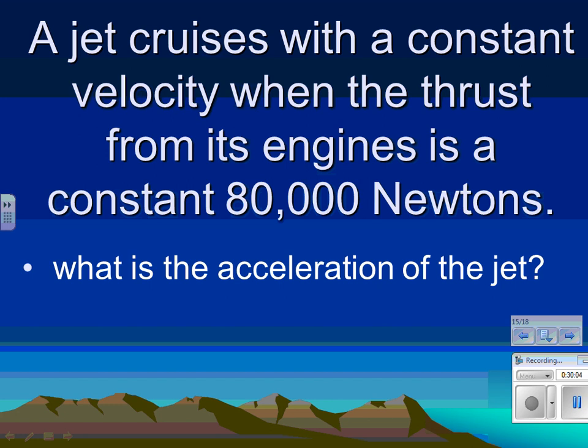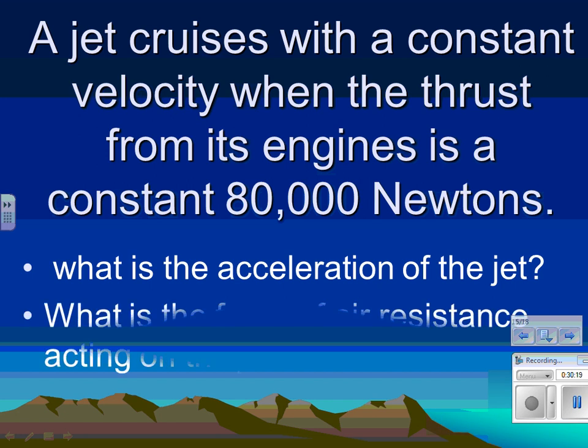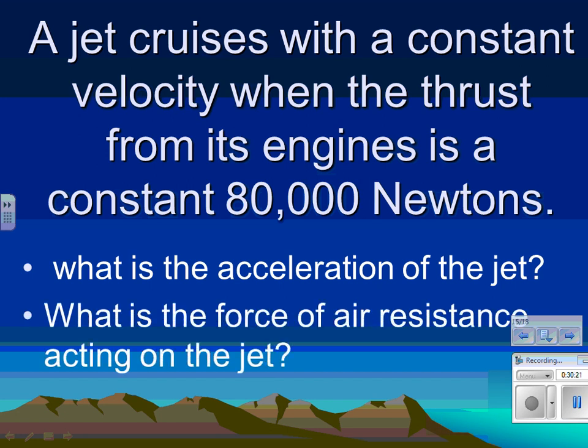It would be 0. What makes you say it's 0? Constant velocity. Technically, this is not terminal velocity. The idea of terminal velocity usually deals with falling things. But yes, it's at a constant velocity, therefore no acceleration. Therefore, what is the force of friction? What is the air resistance on this jet? 80,000 newtons. Even though the jet's pushing as hard as it can with 80,000 newtons of force, it's not accelerating because there are 80,000 newtons of air resistance. You with me? Okay.